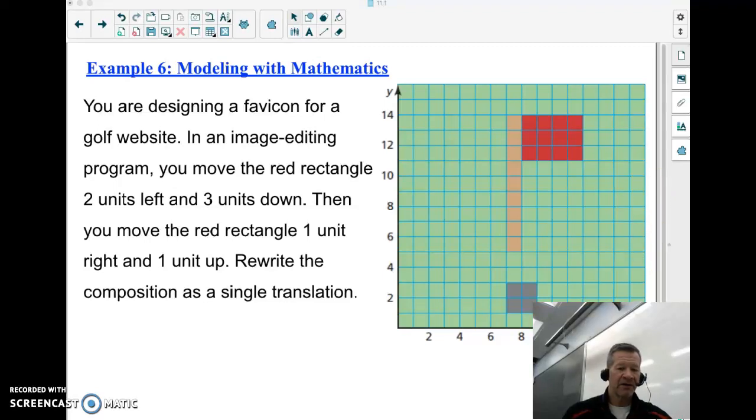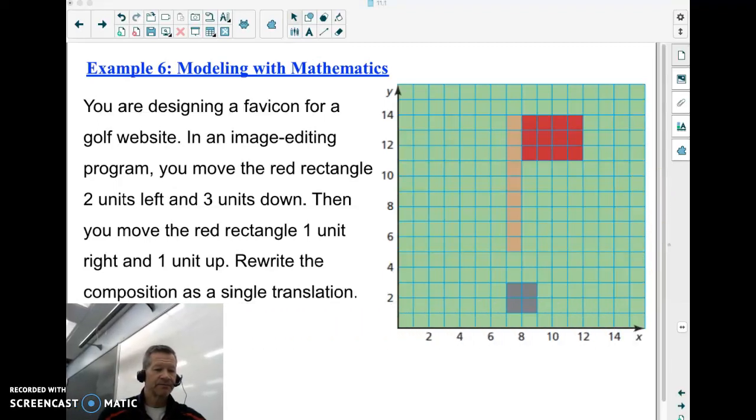All right, we are in the last example of section 11.1. Finally, 6 of them. So you are designing a favicon for a golf website. Didn't even know that's what it was called.